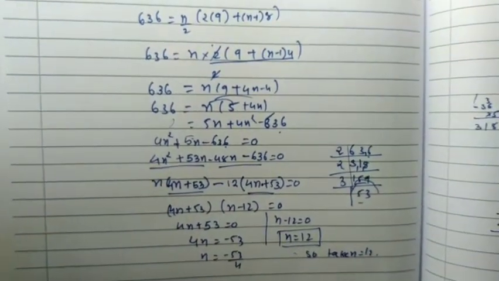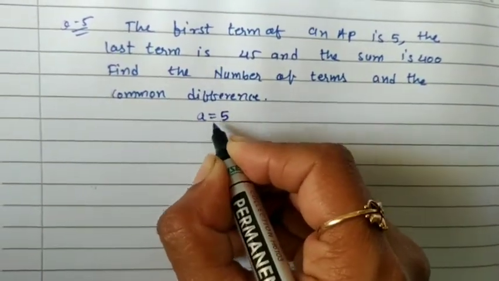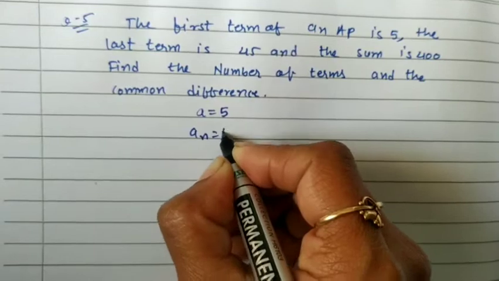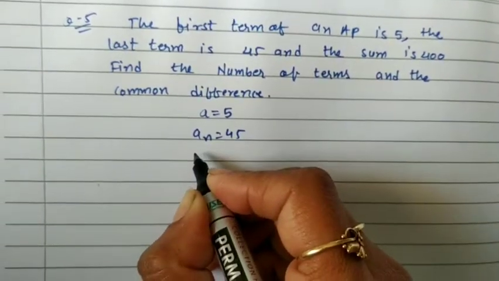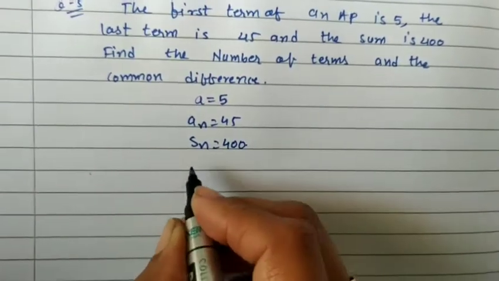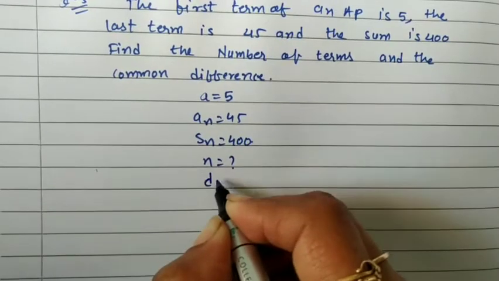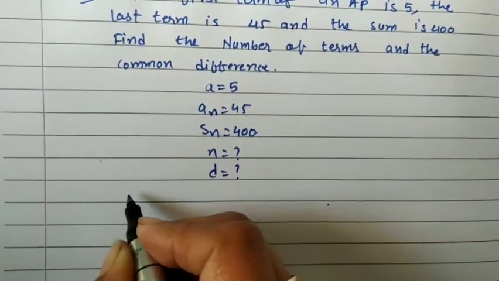I hope you understood. Number 5: the first term of an AP, that is, a is given as 5. The last term, meaning an, is given as 45, and the sum is 400, meaning Sn is given as 400. Find the number of terms and the common difference, meaning we have to find n as well as d. So let us begin the process.